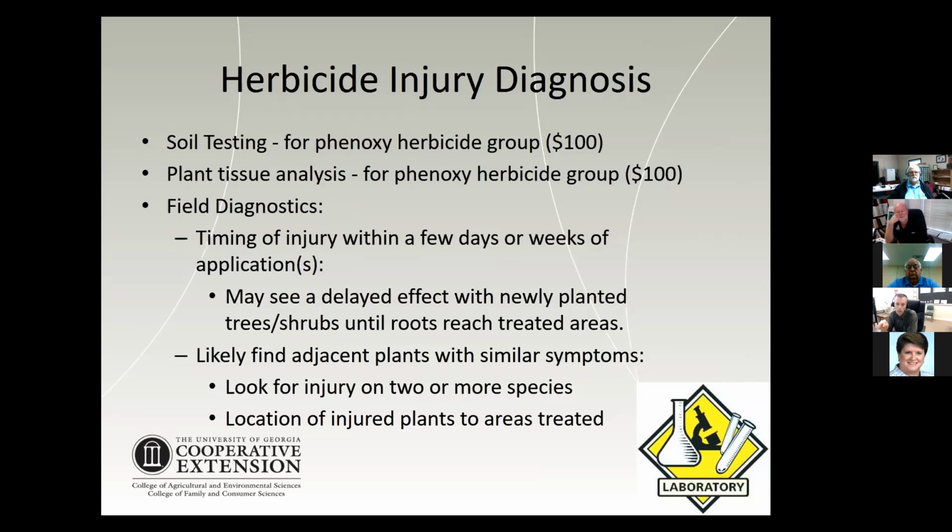Whereas herbicide injury is not going to be plant specific. It can affect all broadleaf plants and trees in that same area. So that uniformity is a good clue when it's affecting multiple plants in the same area. That's a good clue that it's probably herbicide injury in that situation.